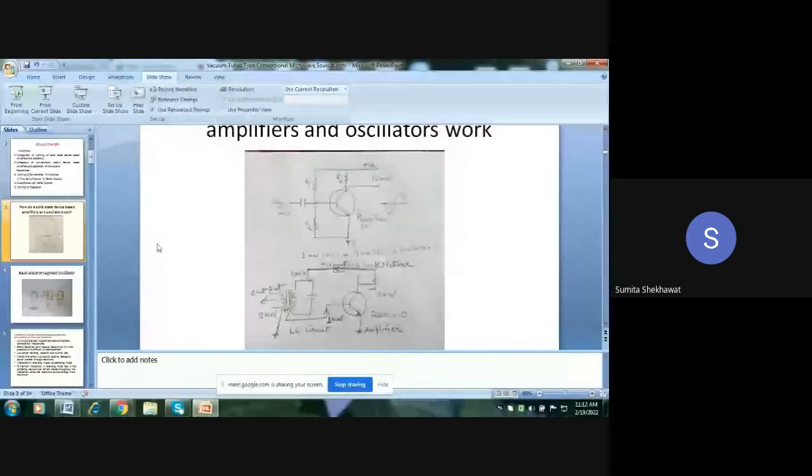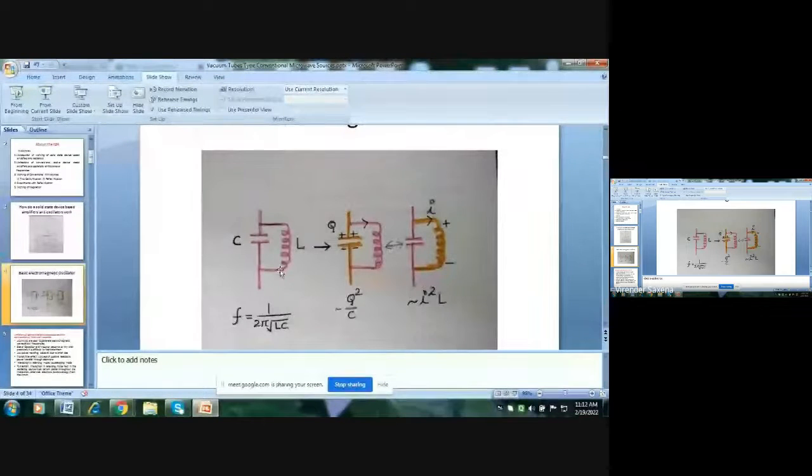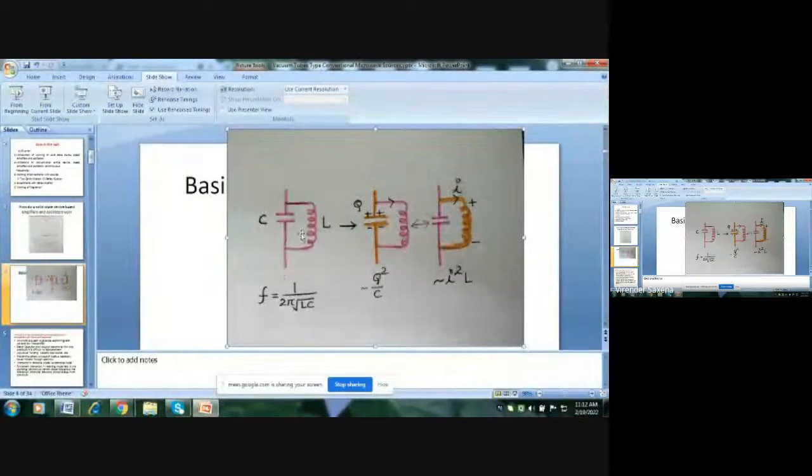You can start, sir. So this is the amplifier and this is the oscillator, which are based on conventional active devices. So what I have told you is that some output power is fed back to the tank circuit. So the basic oscillatory circuit is the tank circuit, which is used to produce electromagnetic radiations, and the frequency is decided by f equals 1 upon 2 pi under root LC.